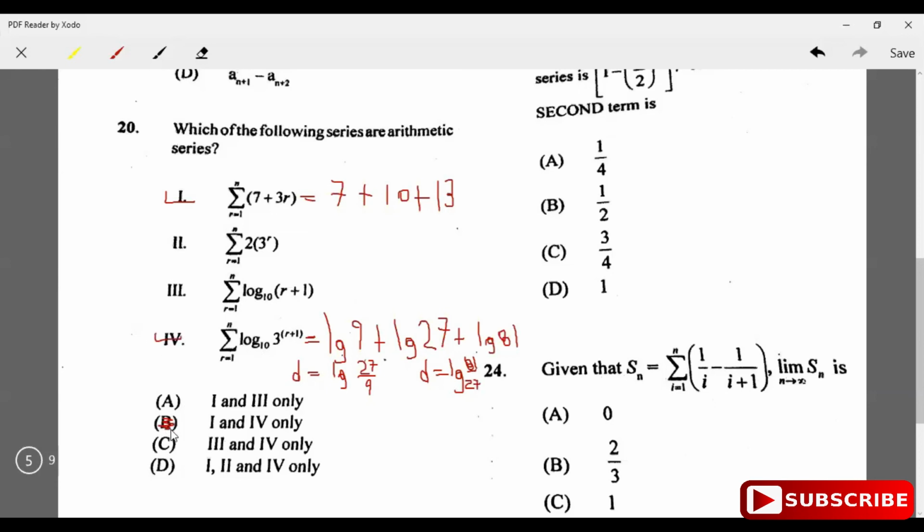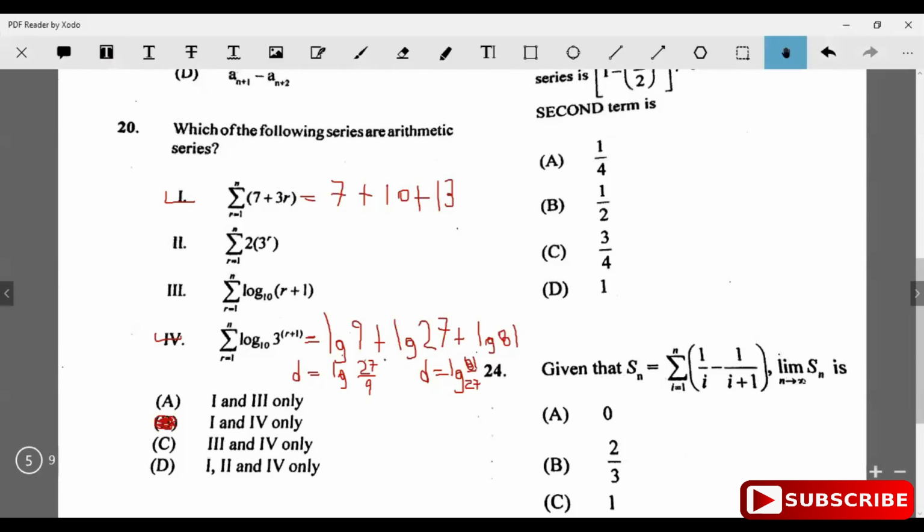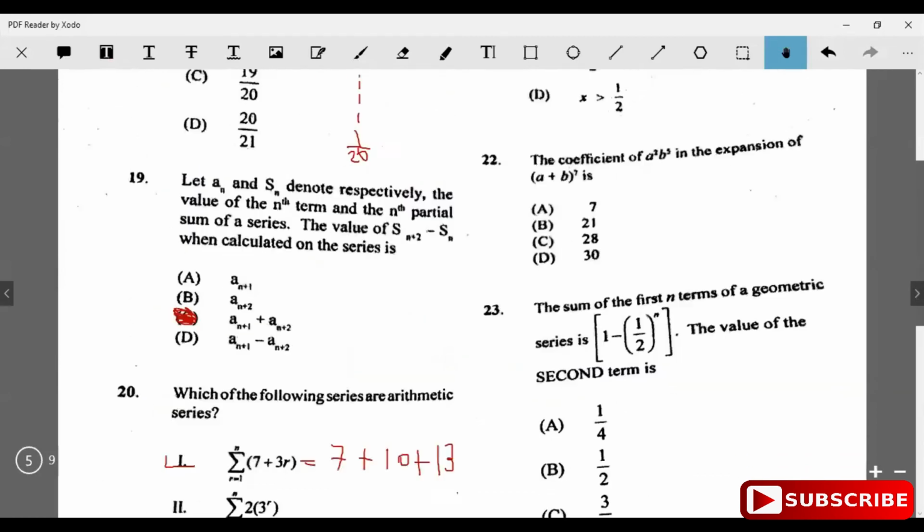Not a big repeat question. The only thing is that this time they changed it from 4R to 3R. That's the only difference. But it's the same question.